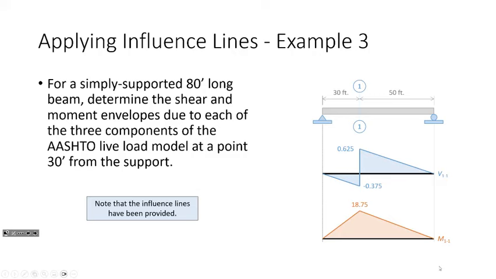So for this problem, what we're going to be focused on is we're going to have three loads. So the lane load, we're going to have the tandem, and we're going to have the truck. Okay, and for each of these, what we're going to try and determine is a worst case positive shear, a worst case negative shear, a worst case positive moment, and a worst case negative moment. And so the same thing here.